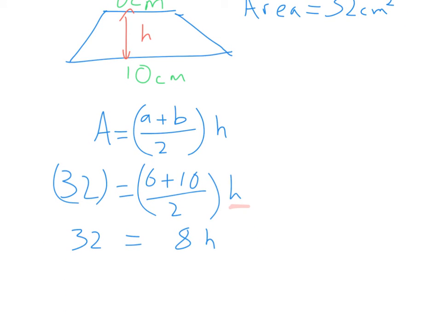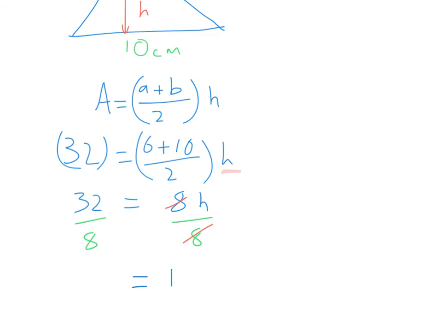Now to find out what h by itself is, we're going to divide both sides by 8. The idea being that on the right hand side, 8h divided by 8 will cancel to just give us h. On the left hand side, 32 divided by 8 will give us 4. So that's our final answer. The height of that trapezium is 4.